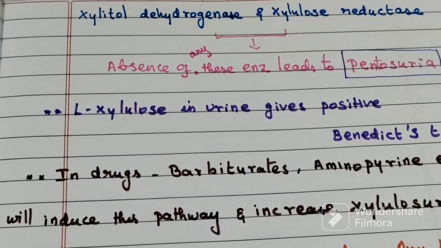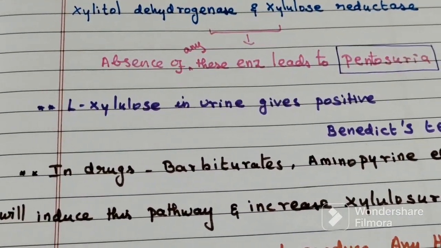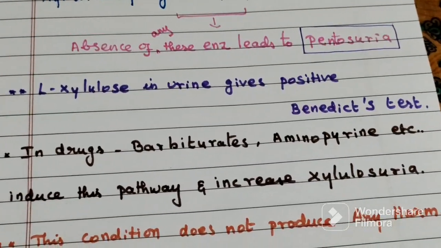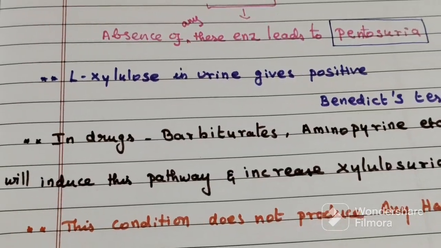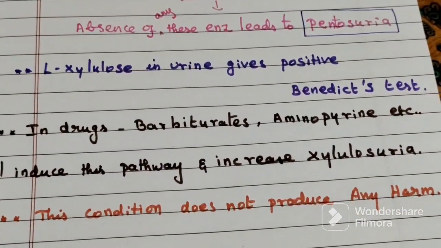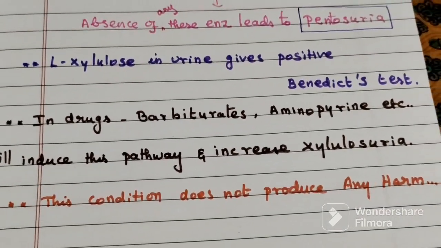Drugs like barbiturates and aminopyrine, etc., will induce the pathway and increase xylulose excretion in urine. This condition does not produce any harm.